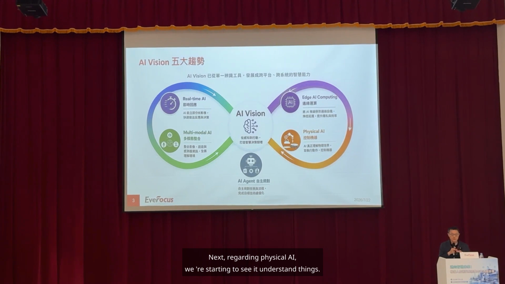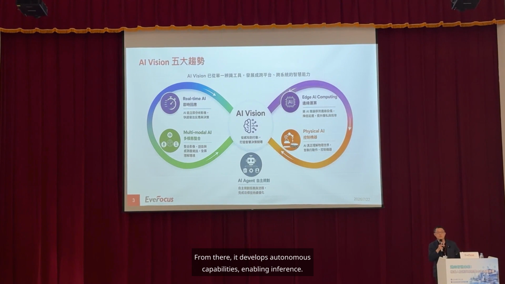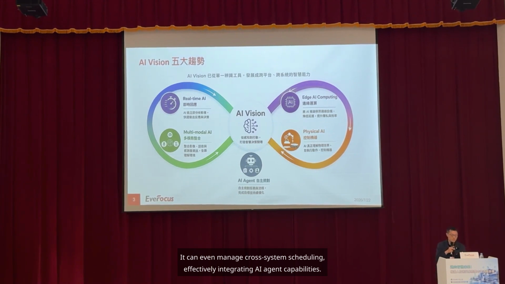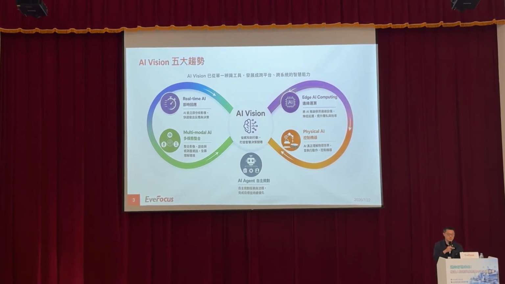Next, regarding physical AI, we're starting to see it understand things. From there, it develops autonomous capabilities, enabling inference. Once it infers, it can analyze and suggest. It can even manage cross-system scheduling, effectively integrating AI agent capabilities.